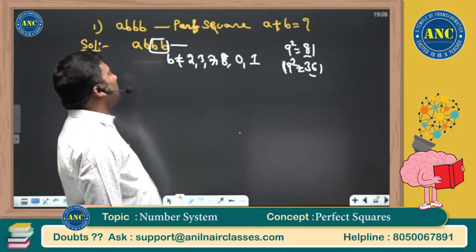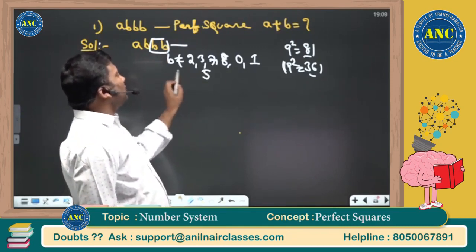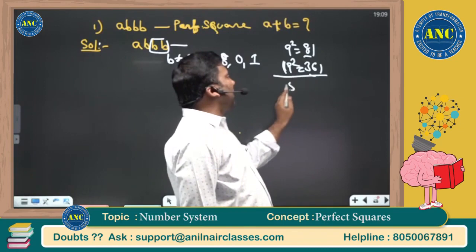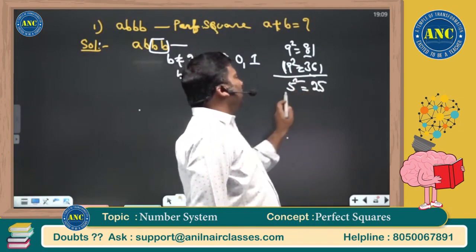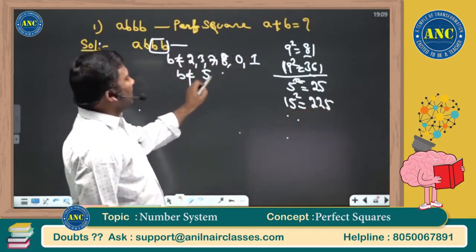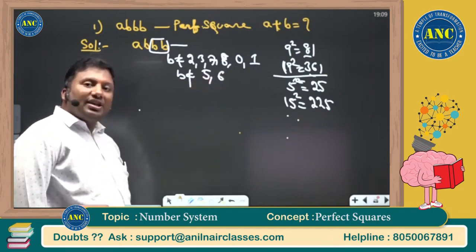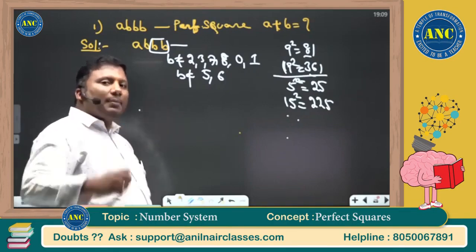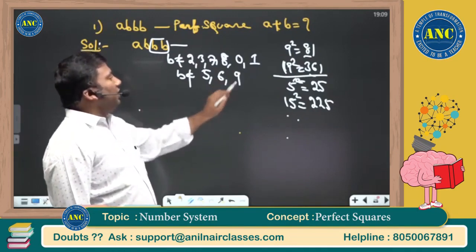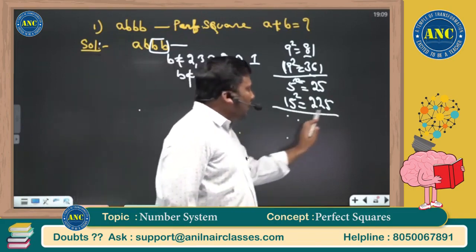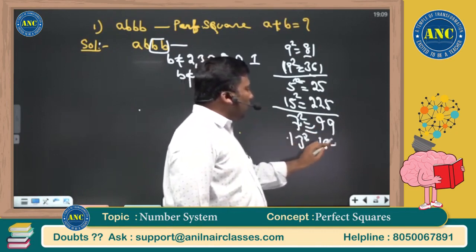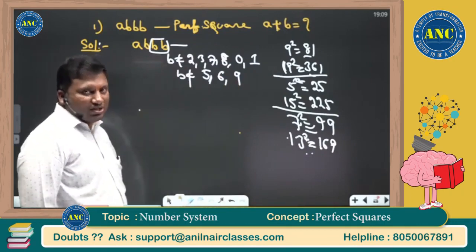So 1 is also not possible. If I take 5, it is also not possible. For any perfect square ending with 5, the tens place is 2. I am writing some examples here so that it will be extremely clear to you. 5 square is 25, 15 square is 225. 5 not possible. Next, 6. For any perfect square ending with 6, the tens place will be odd. That is what we discussed. But both are equal. It cannot be 9. For any perfect square ending with 9, the tens place is an even number. But both are equal. 7 square is 49. 13 square is 169.